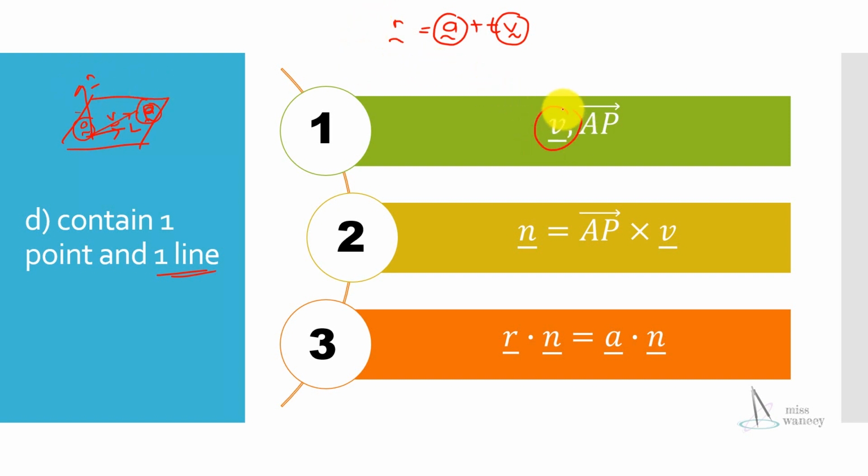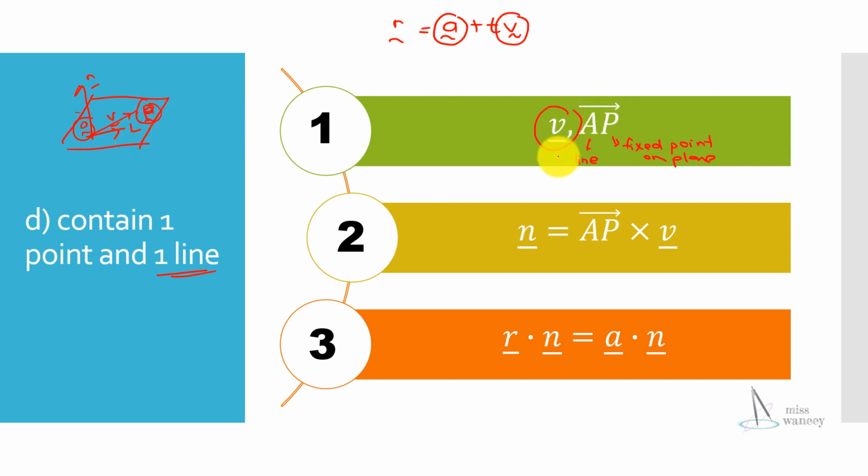Okay, so I already have the V, so the parallel vector comes from the line, and then AP, so this A comes from the line, and then P is the fixed point from your plane. So we're going to find the direction vector from the fixed point on line to the fixed point on plane. So we can get two vectors now on our plane.